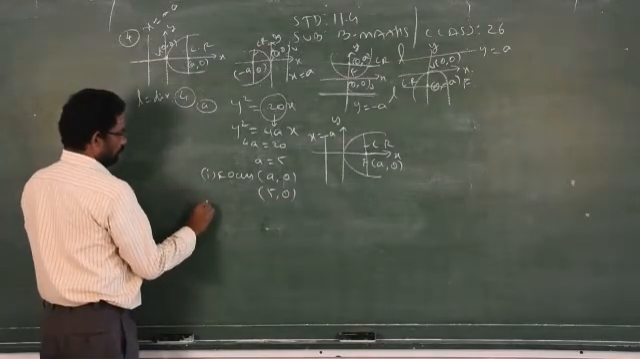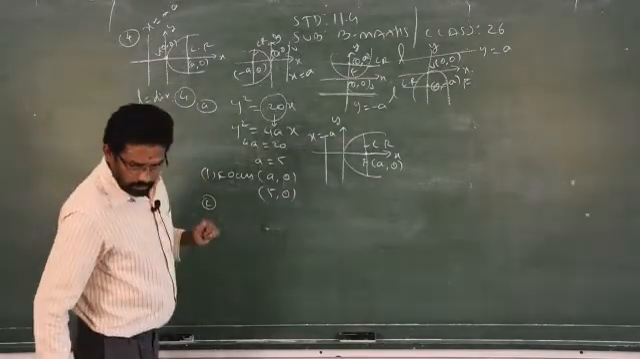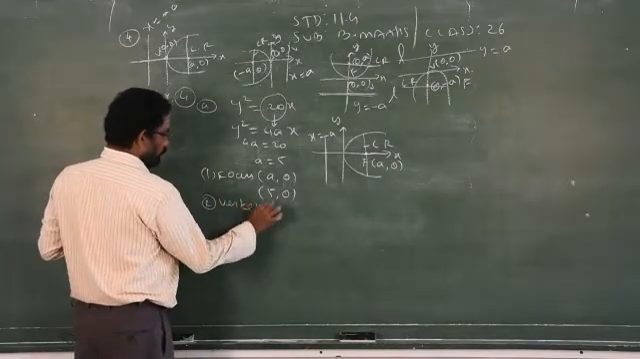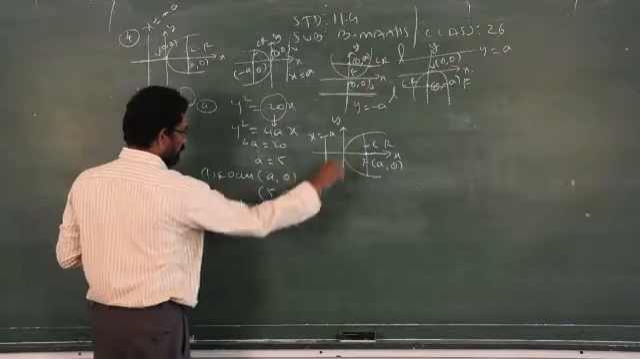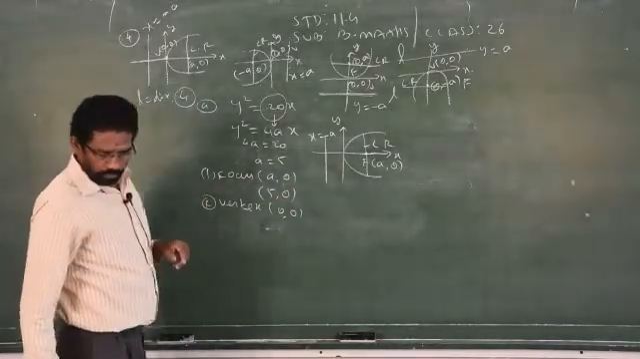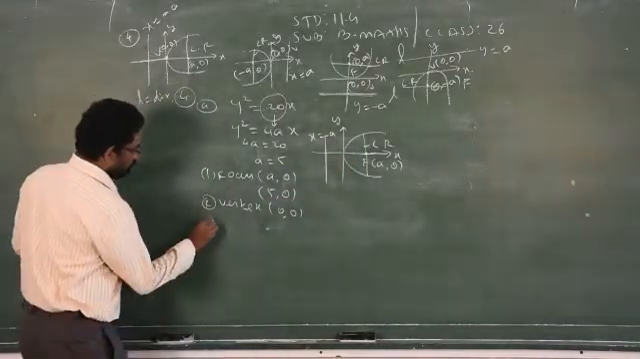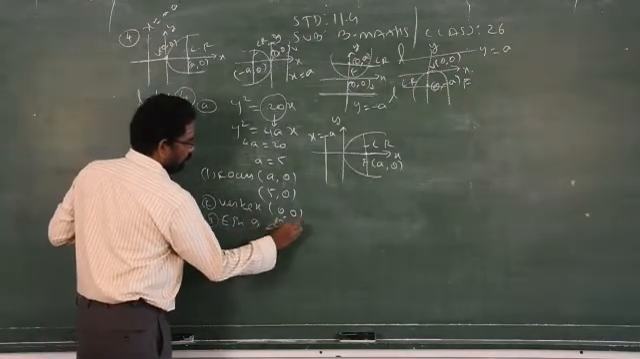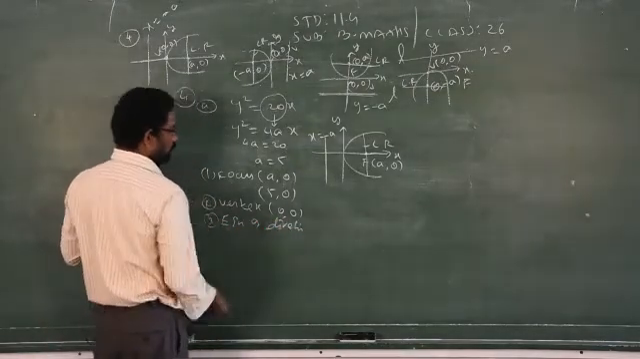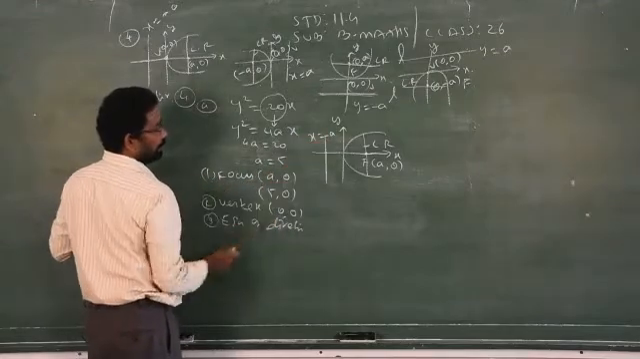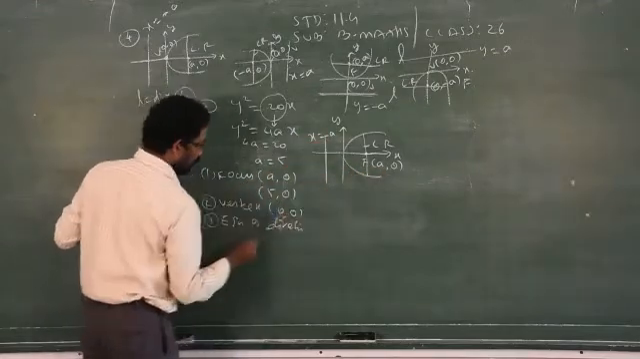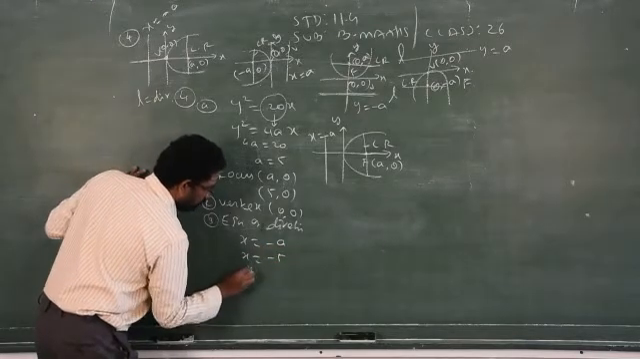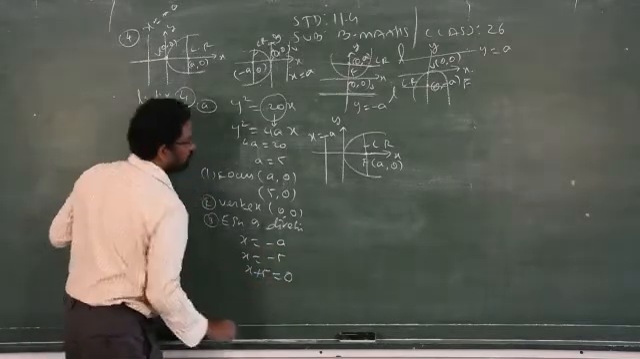Then the second one, what is the second one? Vertex. Vertex is 0 comma 0 because the curve is passing through the origin. The third one, equation of the characteristics. So what is the formula from the diagram? From the diagram you can write the opposite sign of a, that is x is equal to minus a, x is equal to minus 5, therefore x plus 5 is equal to 0.